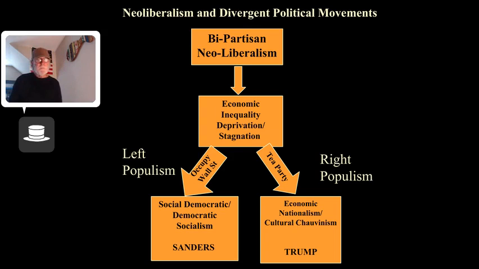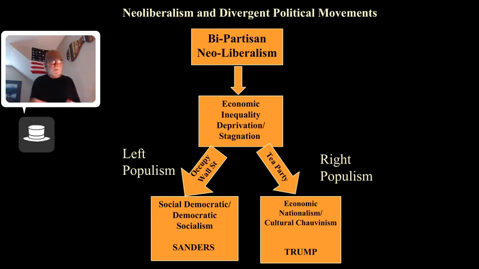Well, we know what this neoliberal model did. It produced economic inequality, it produced deprivation, it produced stagnation. And that gave rise to anger and resentment. And anger and resentment can take different forms. On the right, I don't know if you remember the Tea Party. The Tea Party was a right-wing resentment largely aimed at Obama and Obamacare, but it was driven largely by the existing economic conditions. And that produced a kind of right populism.